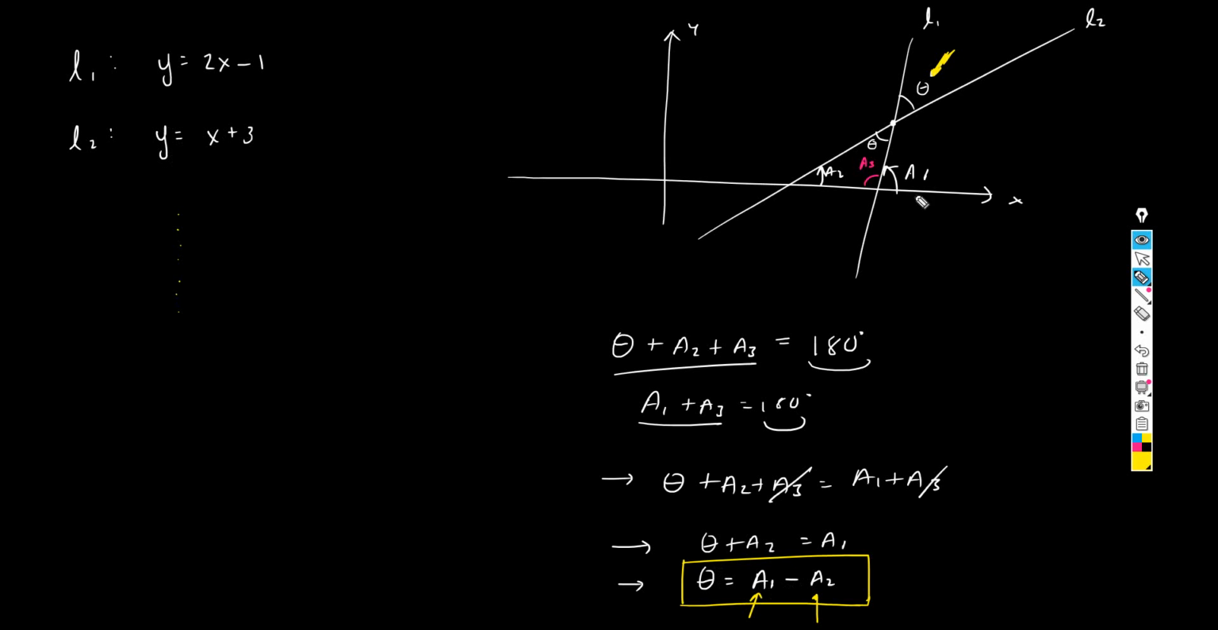You find the angle of line 1, you find this other angle, and the difference of them is going to be the angle between the two intersecting lines. That's the general idea, and I'm going to stop it right there.